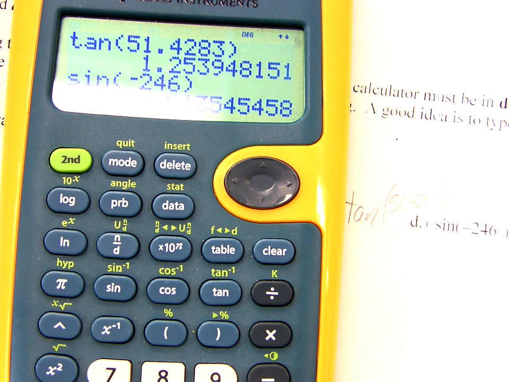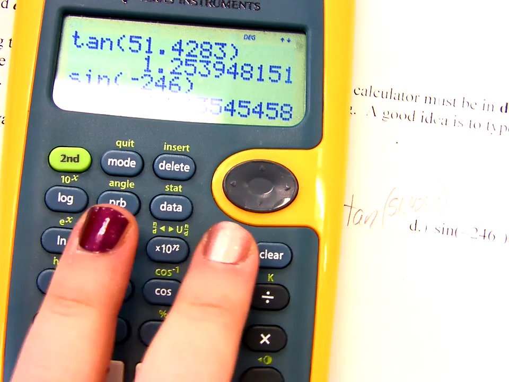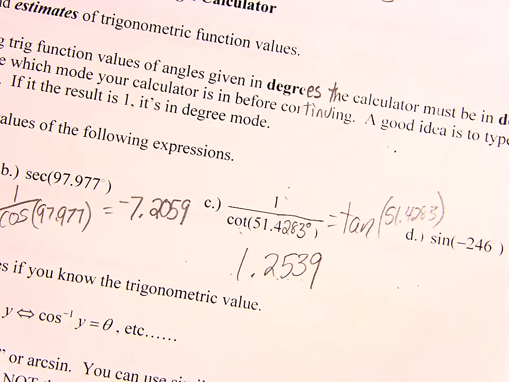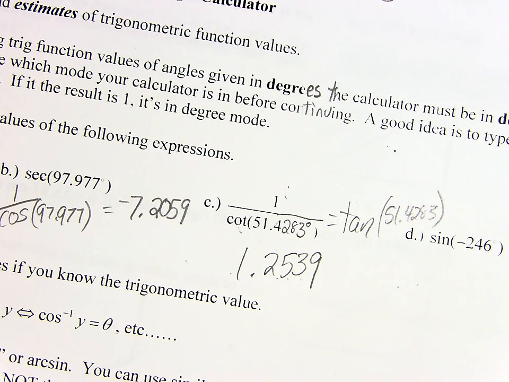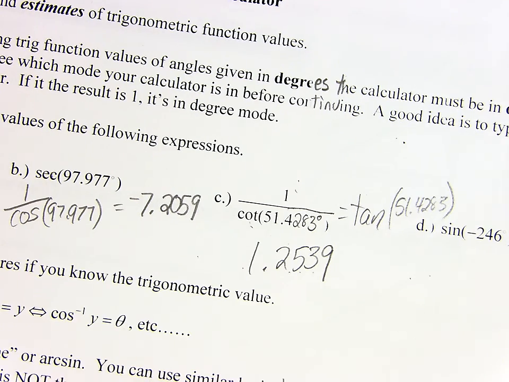All right, so we feel okay with those? Yeah? So if we have a calculator, if you have one of the reciprocal ones, just do 1 over. And you don't have to worry about reference, coterminal, any of that stuff.